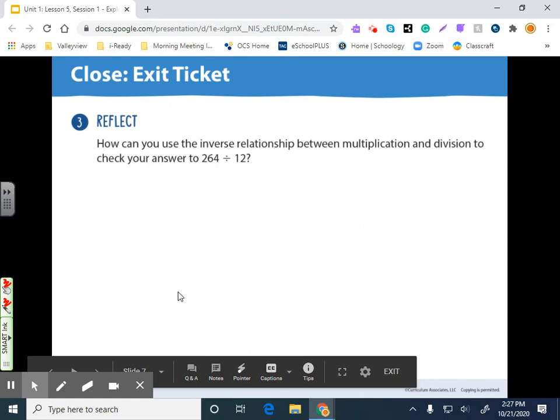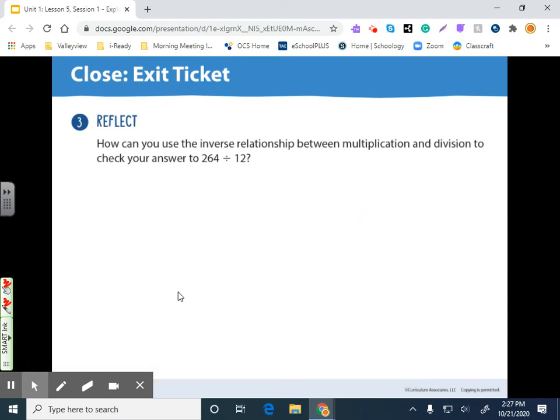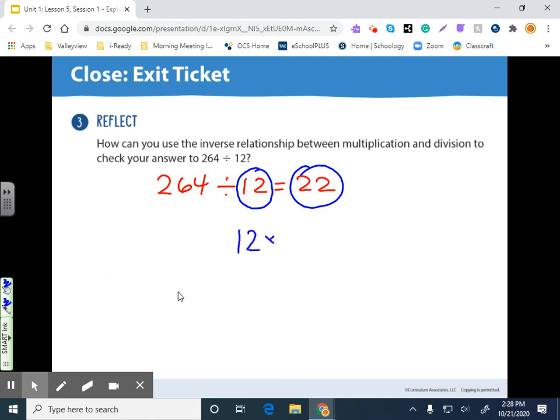Okay, how can you use the inverse relationship between multiplication and division to check your answer to 264 divided by 12? Now let's write in that 264 divided by 12 equals 22. That's what we think it is. Well, spoiler alert, it is actually what it is. But how can we use multiplication to check our answer? We can take our divisor and our quotient and multiply those together, 12 times 22.